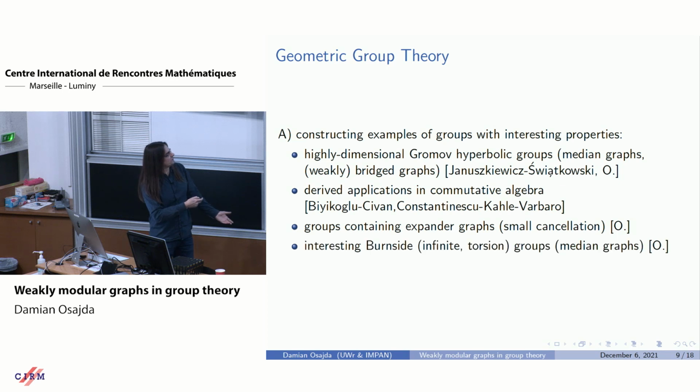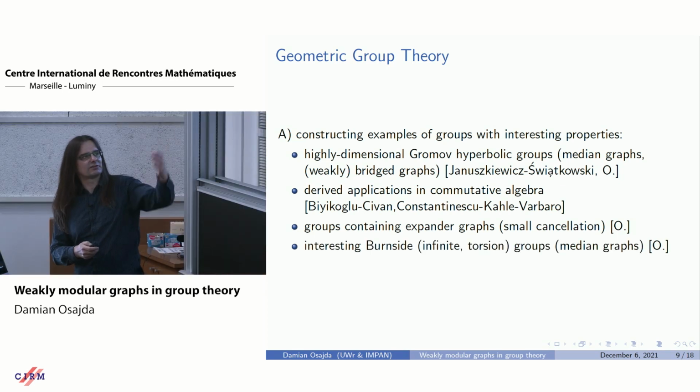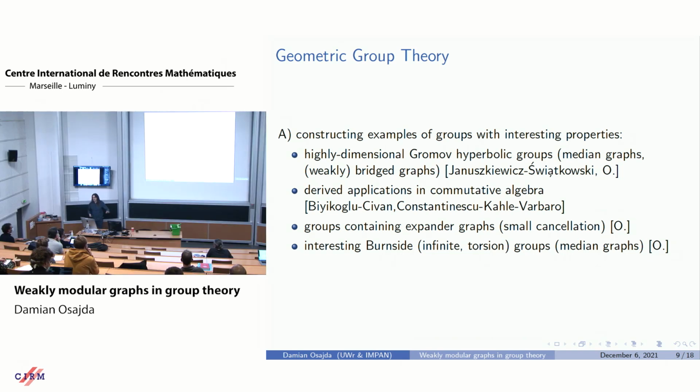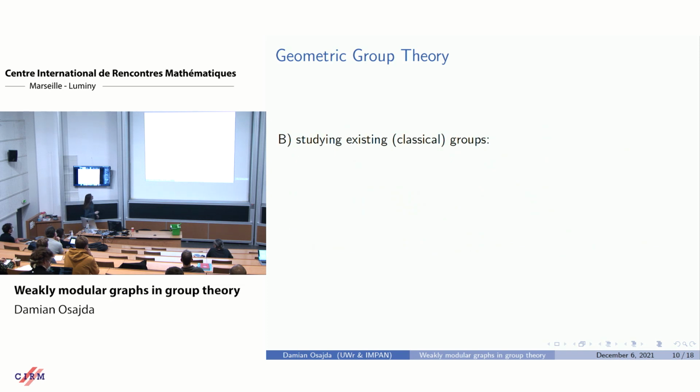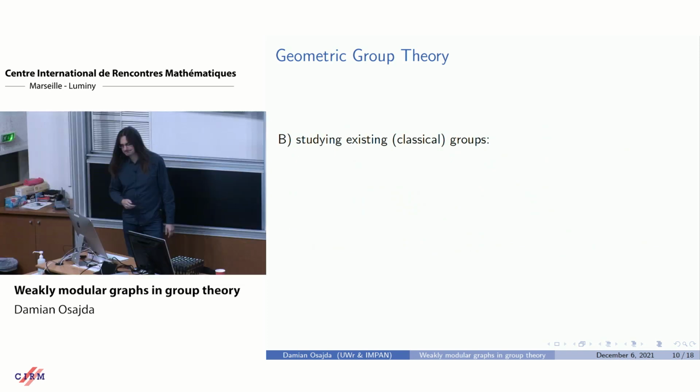I just mentioned them, and for example, median graphs are also used by me in some construction of Burnside groups. Anyway, all this is related to weakly modular graphs. So this is the first type of applications in group theory, and here is the second. They are used for studying existing groups.